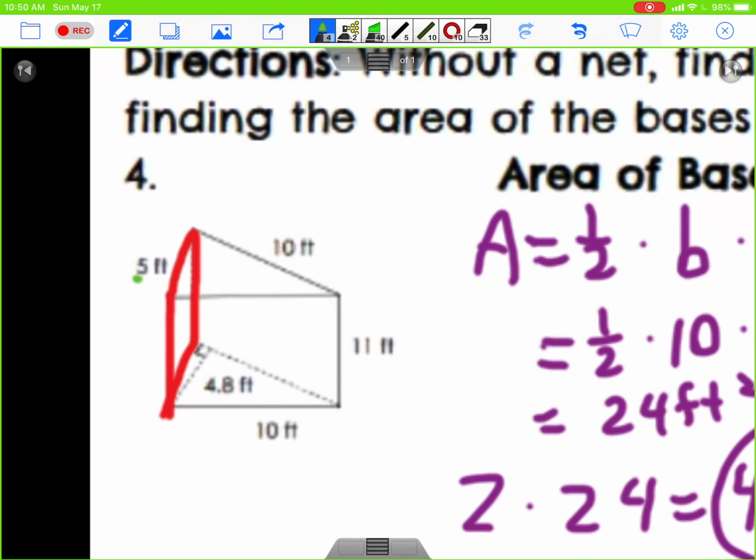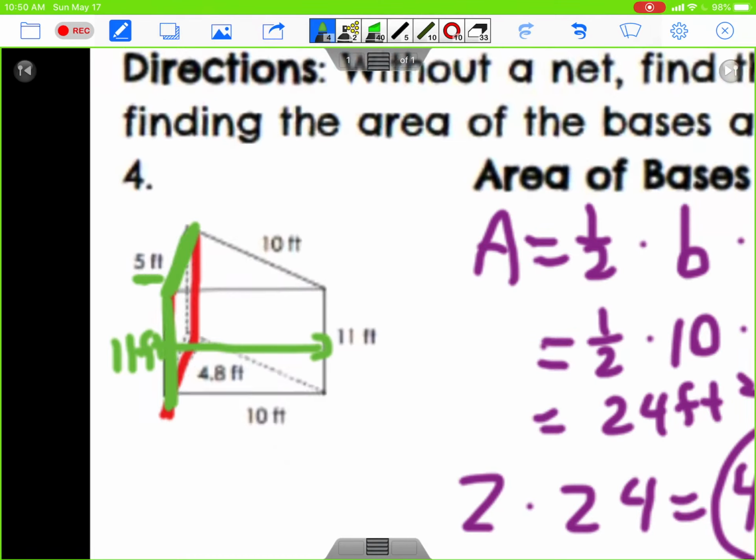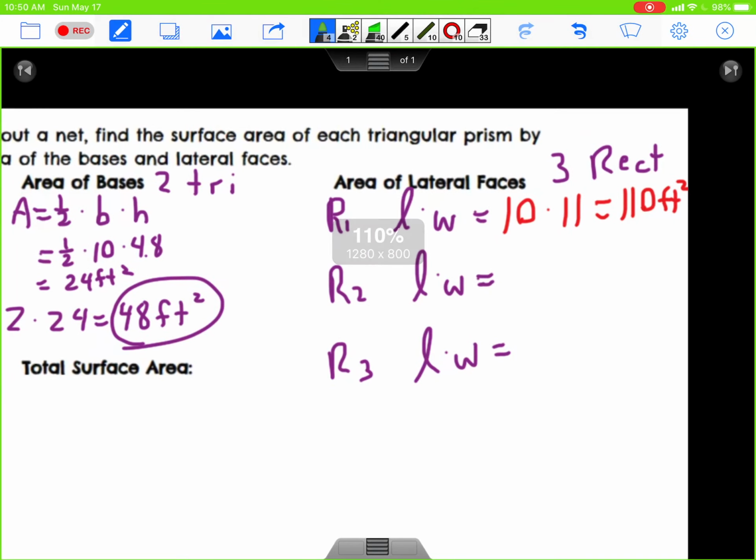So we have the 5 that's connected here, right? That's this side right here. But now we have nothing else, so we've got to see if we can carry any other side lengths over. So we have this side here. What's the opposite of this side? We go directly across, and it's that 11 feet. So we know that this is going to be 11 feet as well. Once you have that, you're done with that rectangle. Then you plug it in. 5 times 11, which is equal to 55 feet squared.